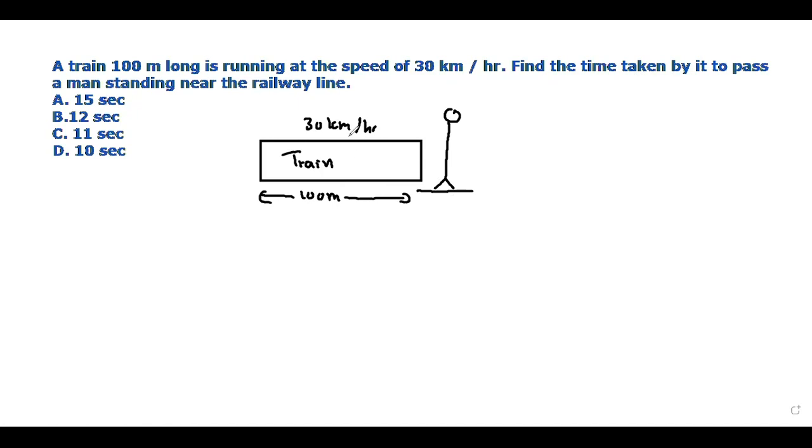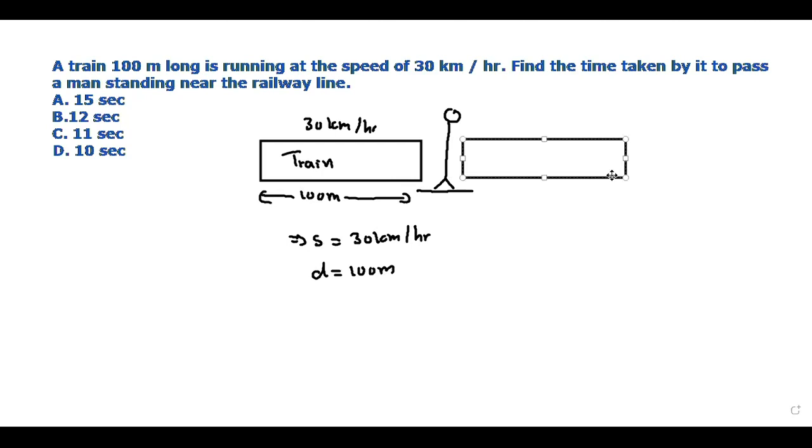So right now in this question, speed is given as 30 km per hour and the distance is given as 100 meter. All right. Why 100 meter? Because, logically, for this train to pass the man, the train has to reach this side. That means from the initial position of the train to the final position, it has to pass that man.